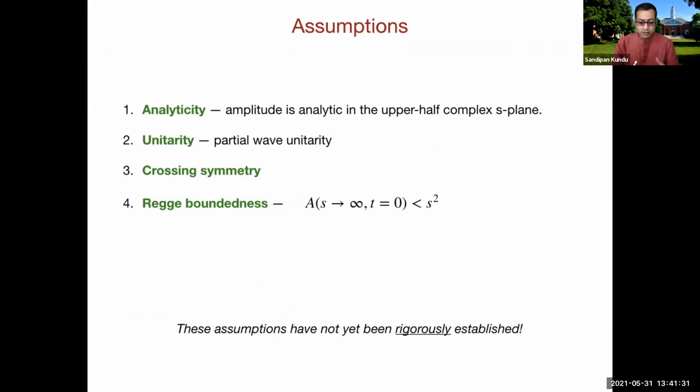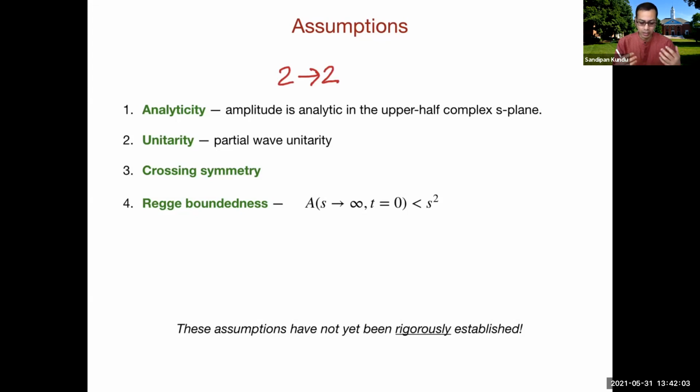So all these arguments actually don't depend on the details of the UV complete theory. But these bounds are derived under the assumption that the scattering amplitudes obey certain conditions. For example, for 2 to 2 scattering amplitude, all these bounds at least assume these 4 conditions. The amplitude is analytic in the upper half complex S plane.